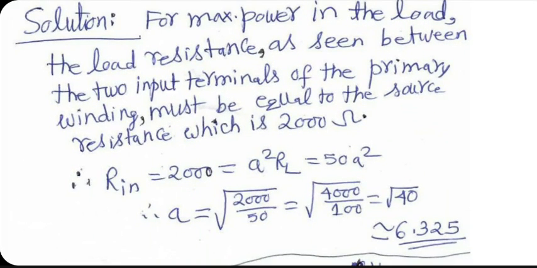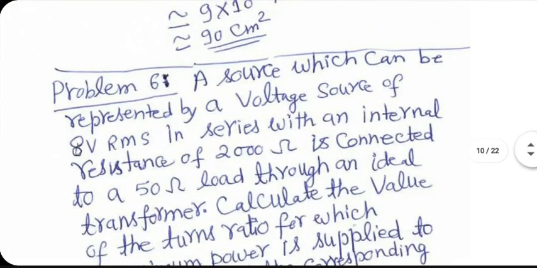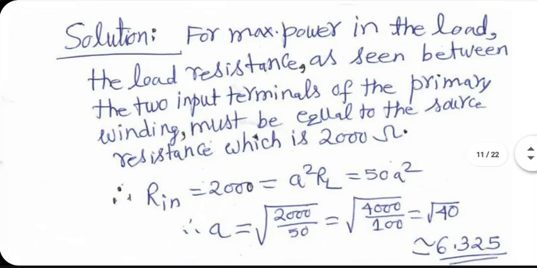The input resistance because of the load will be A square RL, and that should equal the source resistance, 2000 ohm, for maximum power to be transferred. So I equate 2000 to A square RL, and RL is known to me as 50 ohm. From there, I figure out the small a value required. It is square root of 40, 6.325. It is not an integer value, unfortunately, but I cannot help it.